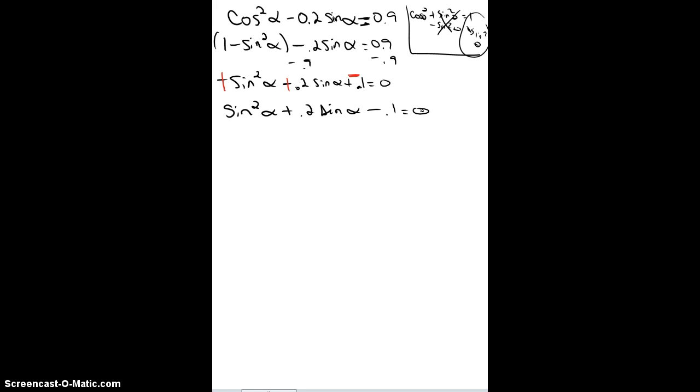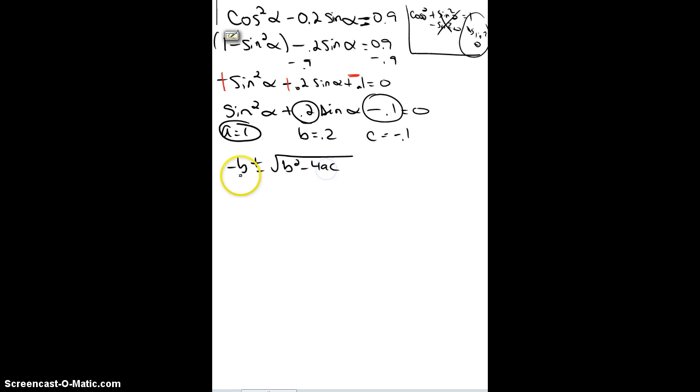But what I want to do is the quadratic formula. So my coefficient here is a 1, so a equals 1. Coefficient here is 0.2, so b equals 0.2. Coefficient here is c equals negative 0.1. So the opposite of b plus or minus square root of b squared minus 4ac all over 2a.